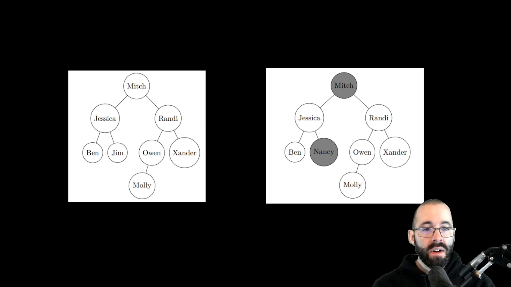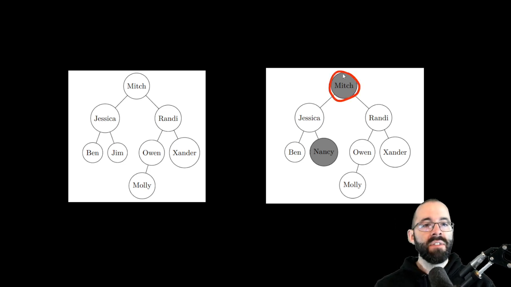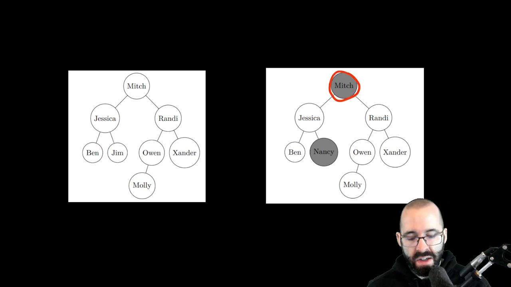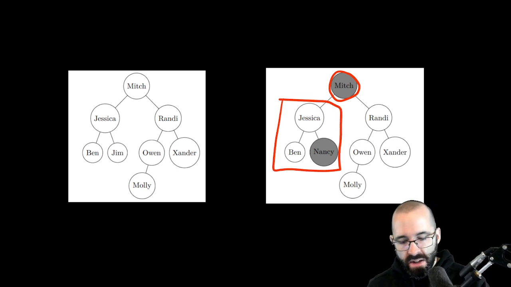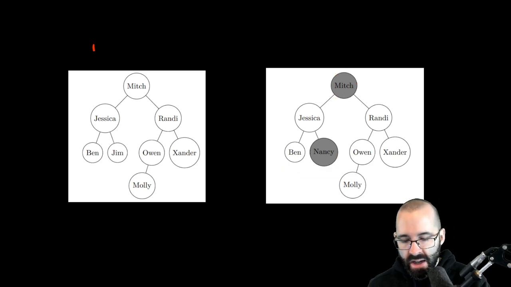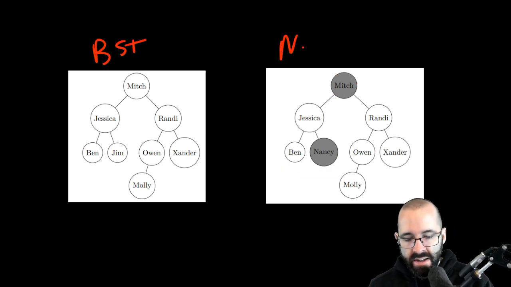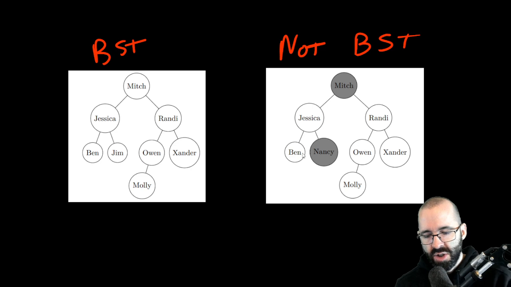Now, that's why the right thing is not a binary search tree. Because look at Mitch. Everything in the left subtree should come before Mitch alphabetically. But Nancy is after him alphabetically. So Nancy's in the wrong spot. This is a binary search tree. This is not a binary search tree. It almost is. I think everything else checks out. Just not that one.